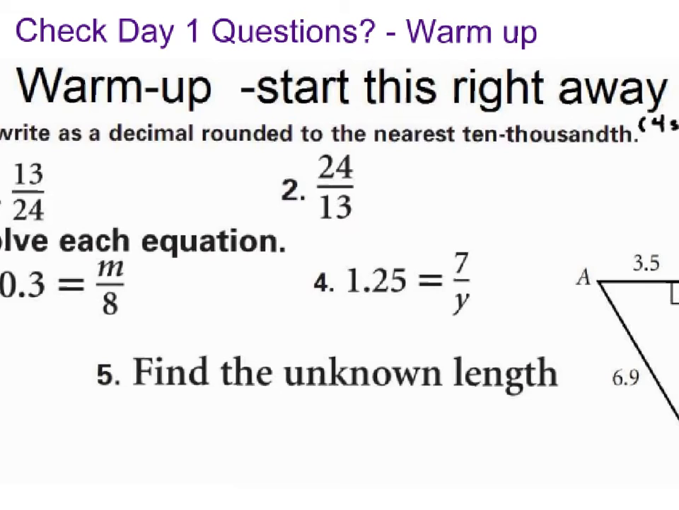The first page is a warm-up. You should be able to do most of them without any problem. Number 4 might look a little weird, so just make sure both sides are fractions. Then you can cross multiply. You get 7 equals 1.25y, and you can divide by 1.25 to each side.